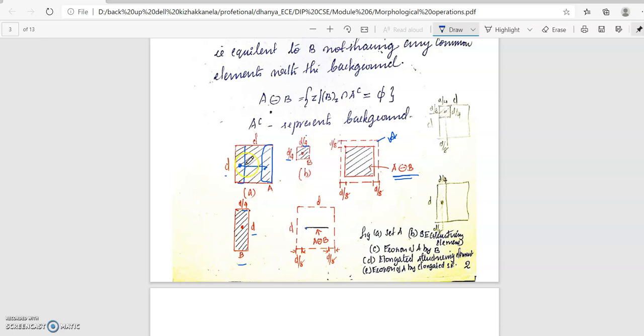If I slightly move this structuring element upward, what happens? B is not fully contained in A, so the center points cannot be chosen. So all of this will be the only allowed one. The result of A erosion B will be a line like this. If the total side length is D, it will be D by 8 inwards on one side and D by 8 inwards on the other. This will be the result of erosion.